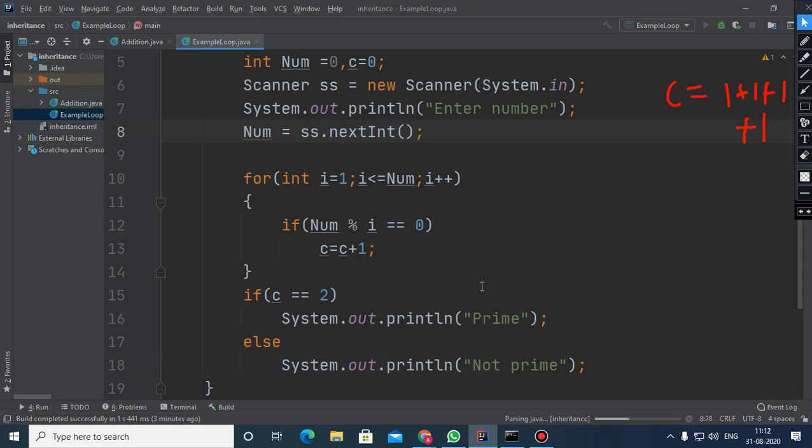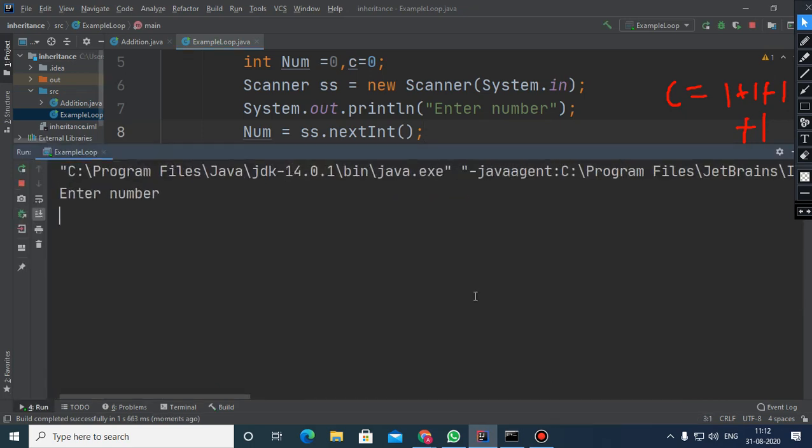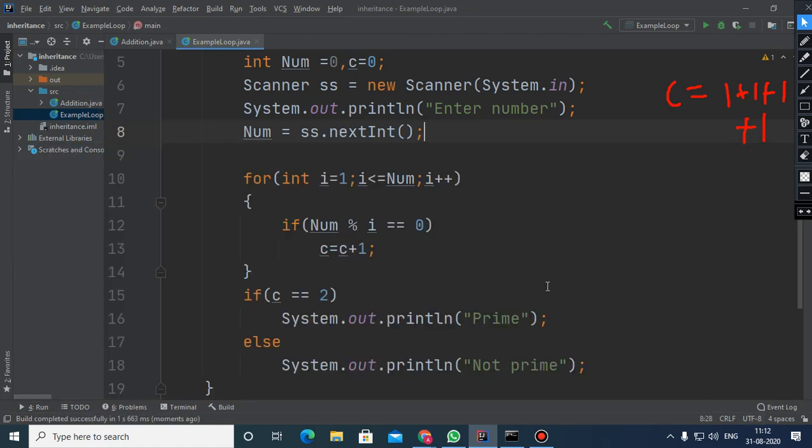Now see, here we have got the number 13, and you can see that the number is prime because it has only 2 factors. One is 1 and the second is the number itself.